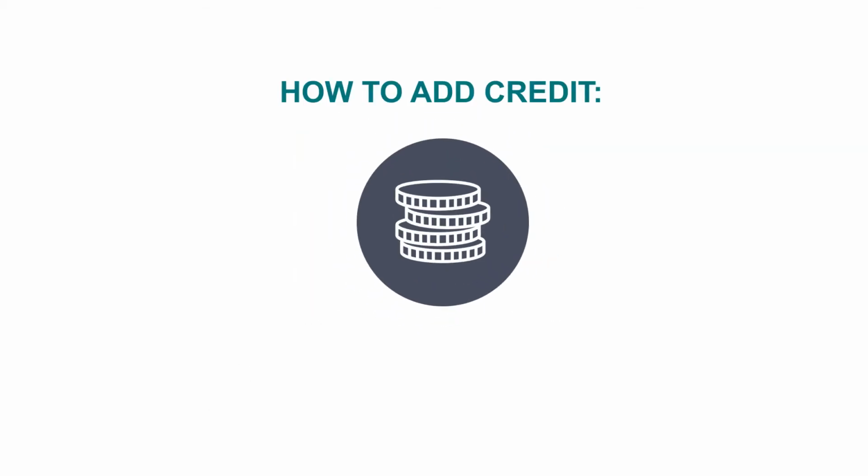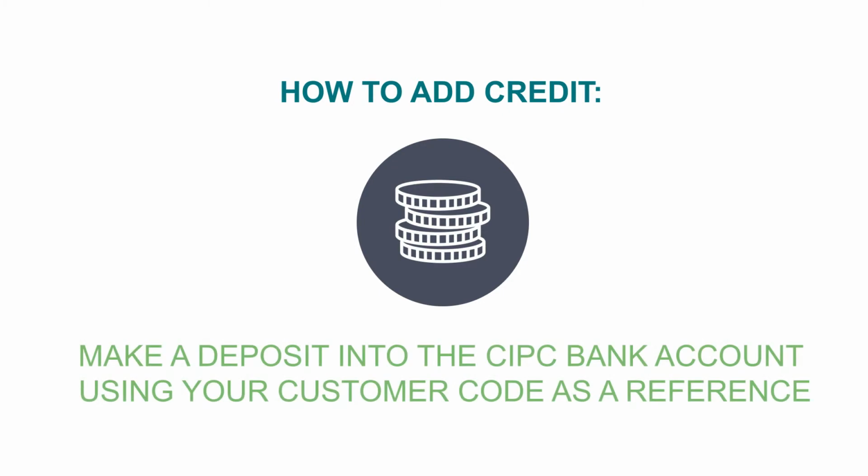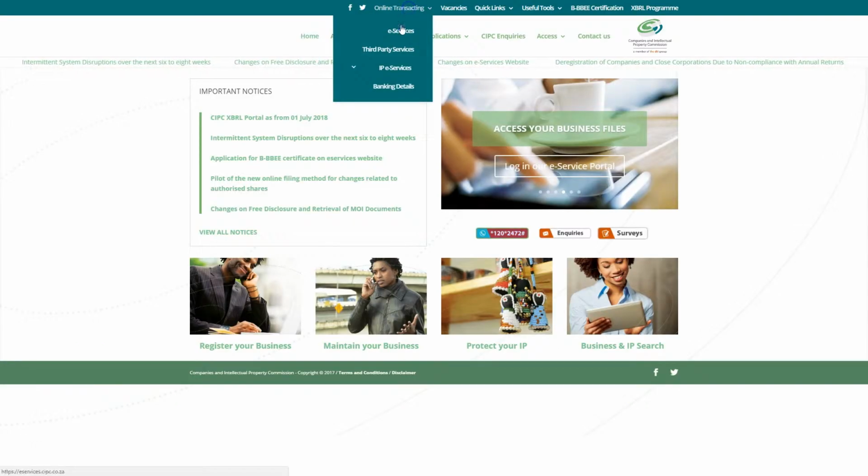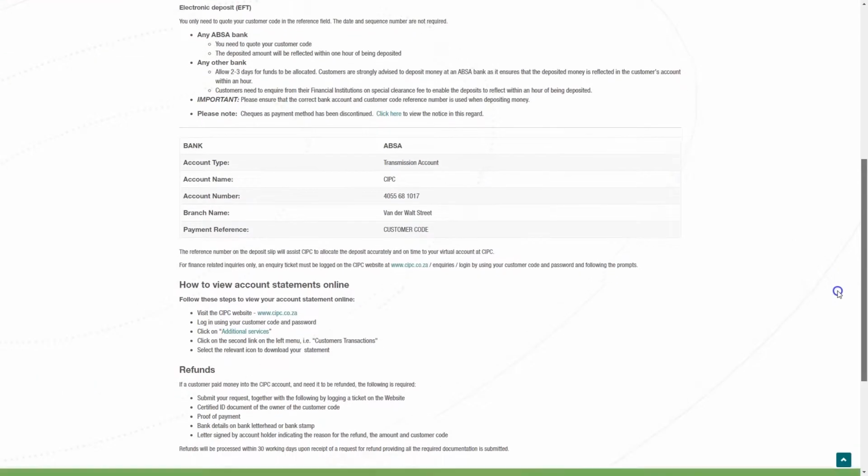To add credit to your customer code, you will need to make a deposit into the CIPC bank account using your customer code as reference. The banking details can be found on the CIPC website.